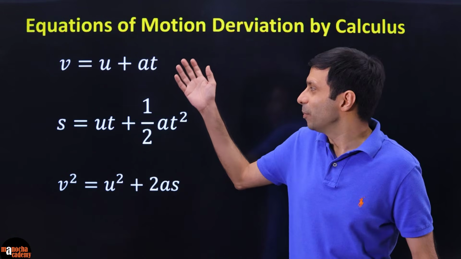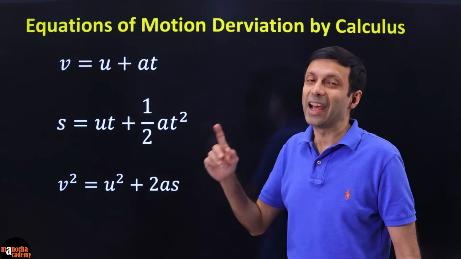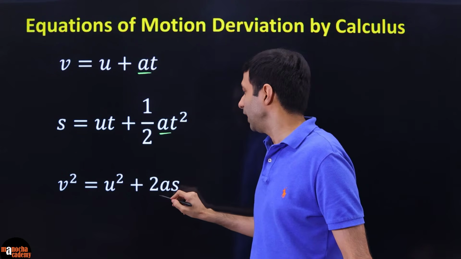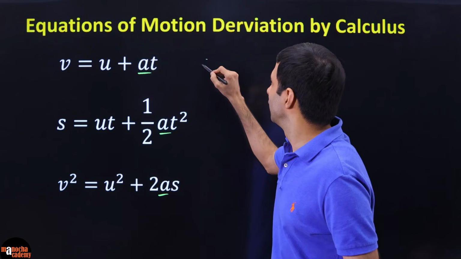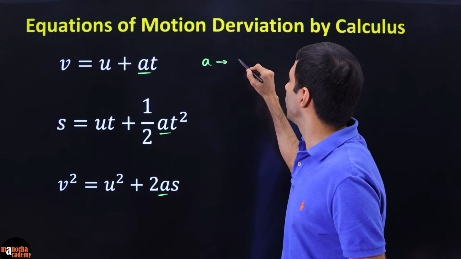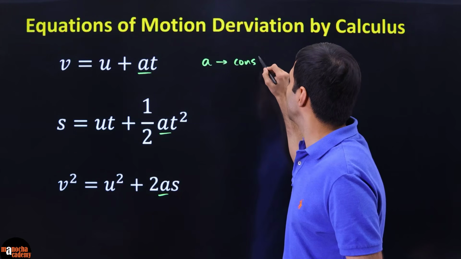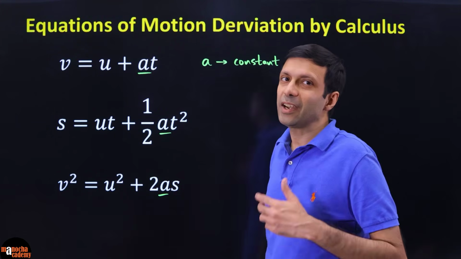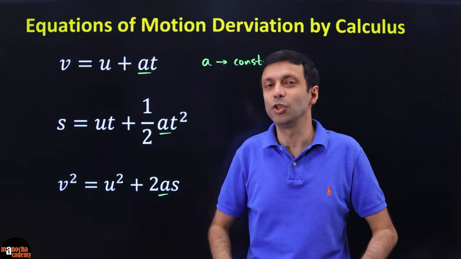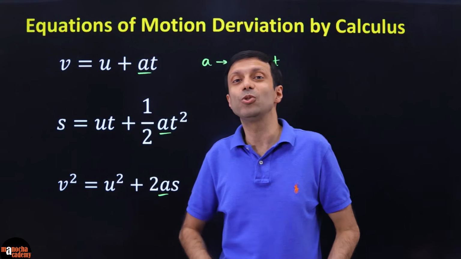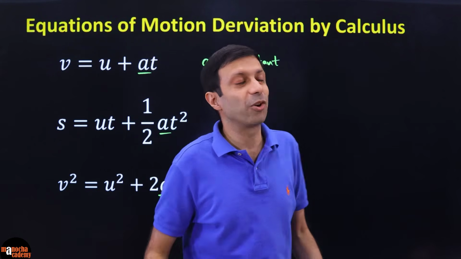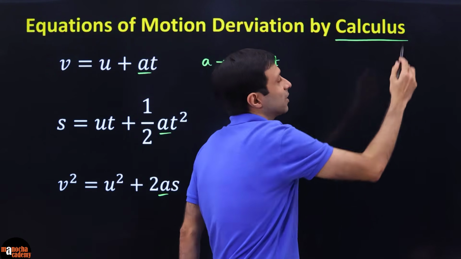Here are the 3 famous equations of motion. And as we discussed, what is the restriction here? The acceleration a is constant. So these are all uniform acceleration, where the acceleration is a constant value. Now you must have studied how to derive these equations of motion using algebraic methods and using graphical methods. But here we are going to do something very interesting. We are going to derive them using calculus.